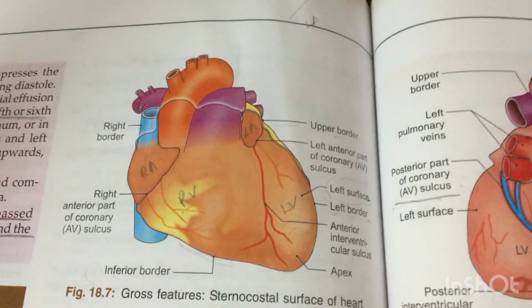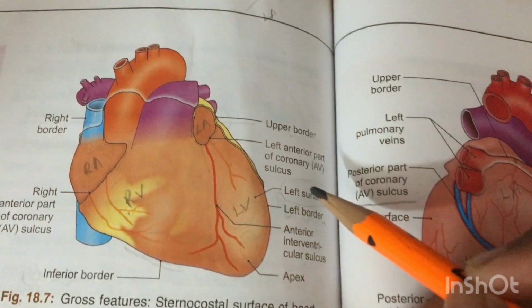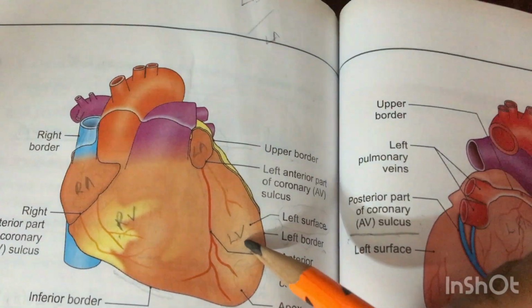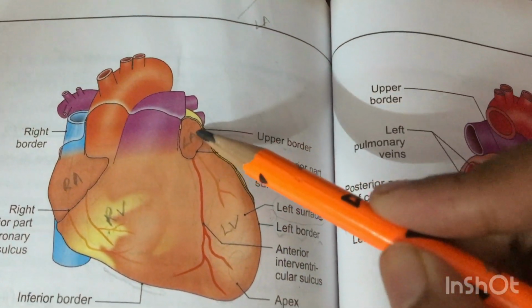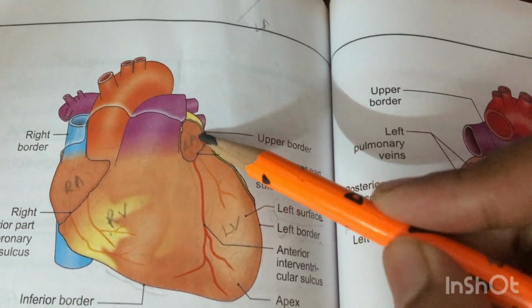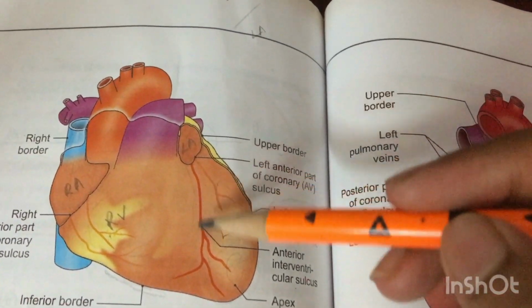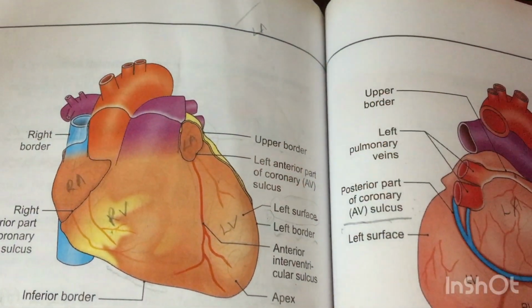So the third surface, the left surface. The left surface is formed by the left ventricle and left auricle, mainly by the left ventricle, and only a small contribution is there by the left auricle. So the left surface is formed mainly by the left ventricle and left auricle.